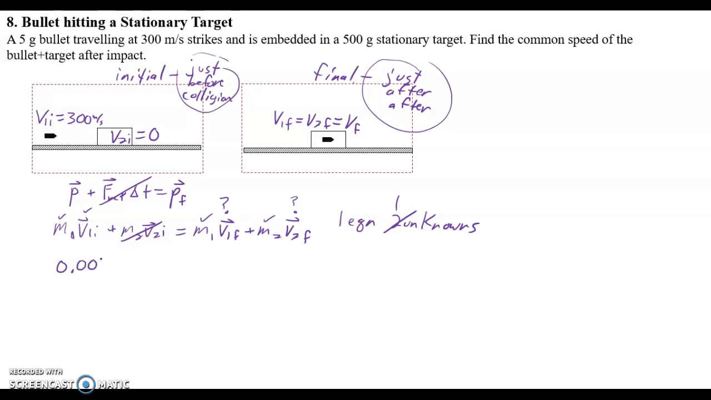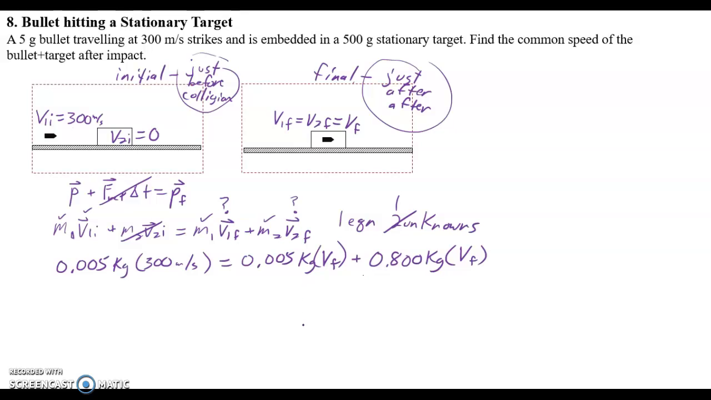So then we can put in the values here. We can say 0.005 kilograms times 300 meters per second equals 0.005 kilograms times vf plus 0.800 kilograms times vf. Put parentheses around those just so they stand out a little bit more. So on the right side, we get 0.805 kilograms vf.